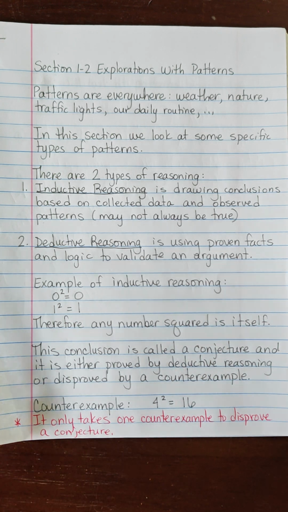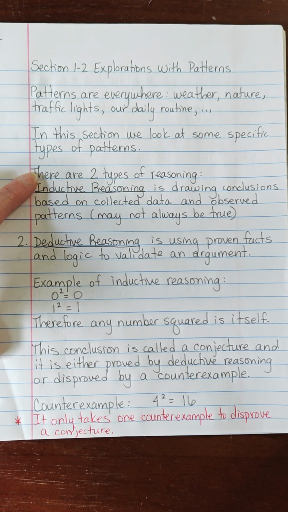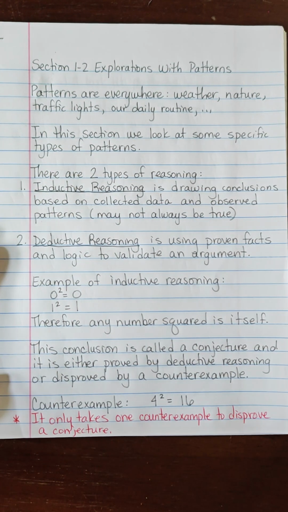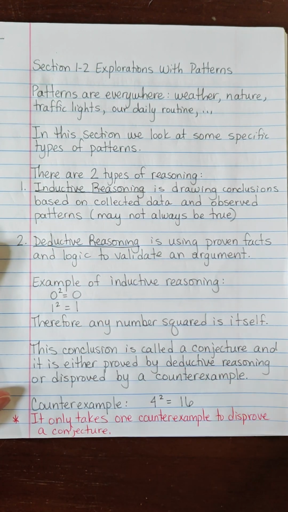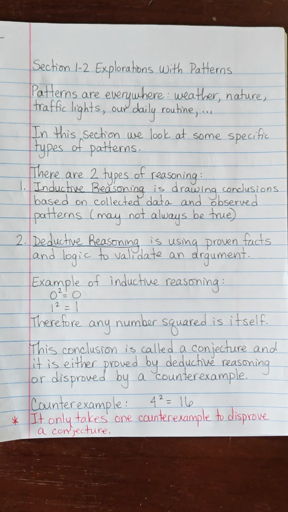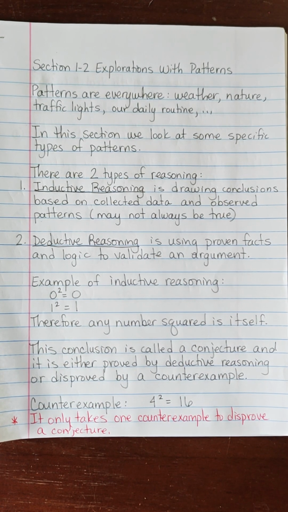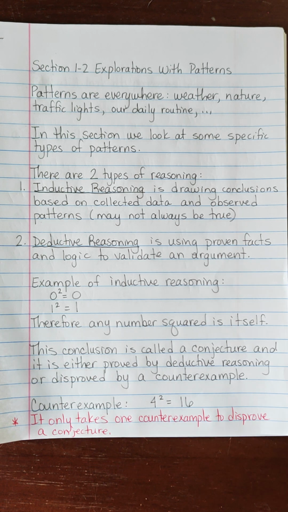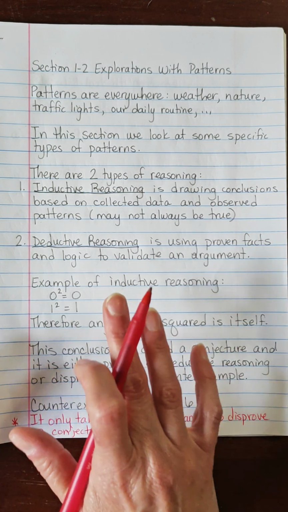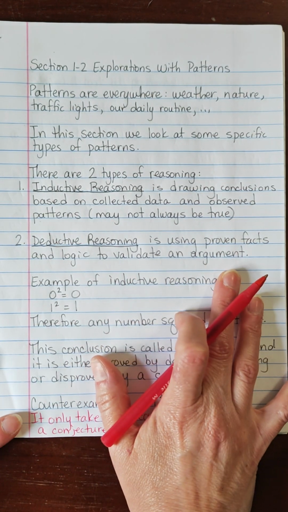Before we do that, this may look a little bit odd, but we're going to talk about two types of reasoning. We have inductive reasoning, which is drawing conclusions based on collected data and observed patterns. Now, here's the thing. Inductive reasoning may not always be true. Okay? I'll show you an example in a minute. Then we have deductive reasoning. That's using proven facts and logic to validate an argument.